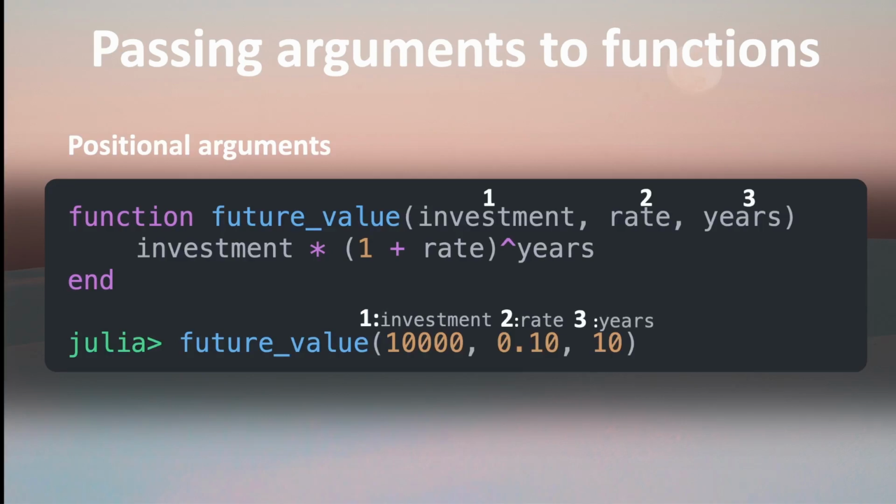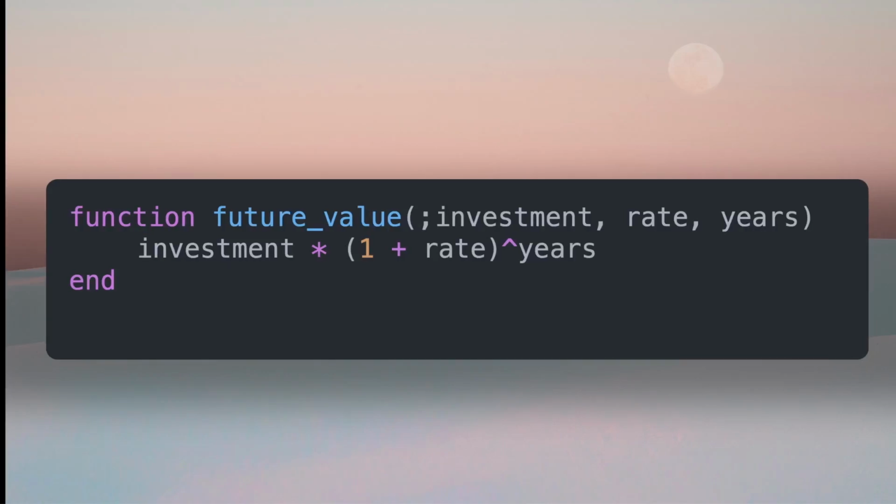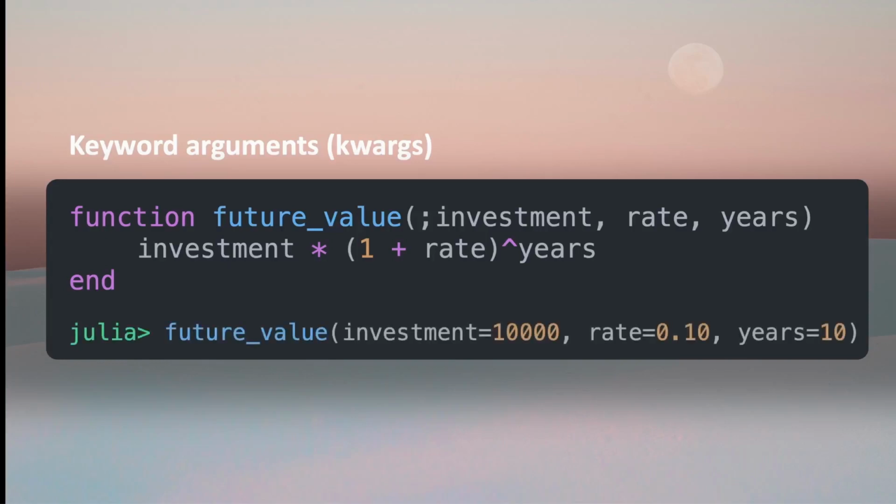But we can also pass arguments by keywords. If you add a semicolon before some arguments, you would then define all the following arguments as keyword arguments. And now when we call the function, we have to name the argument explicitly. And this way, the position of the arguments in the function call doesn't matter anymore.